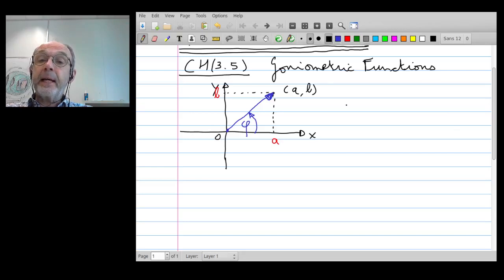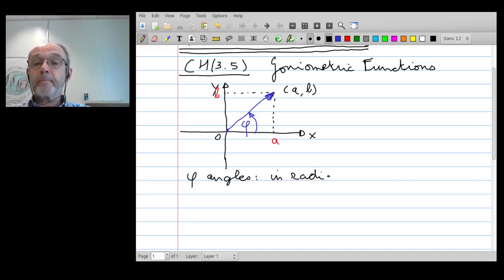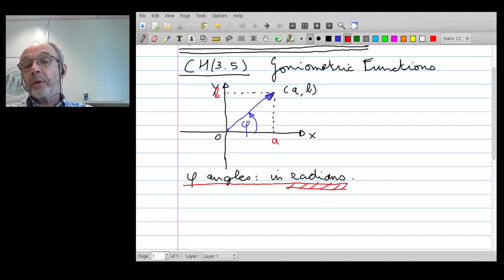Now, what can we do? Phi, the angles, we will always measure in radians, and be careful with that. So don't use degrees or something like that. Use always radians, because then you have no dimension. That phi is then dimensionless.